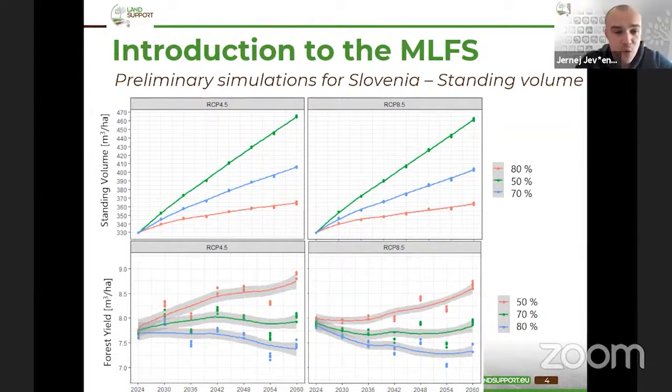So if we harvest more, then our standing volume, of course, increases less. And if we harvest more, our forest yield might also decrease. So those are all parameters which can be addressed in our studies.